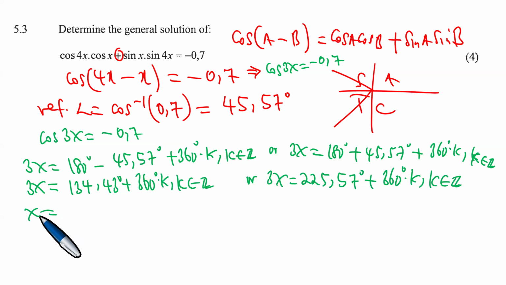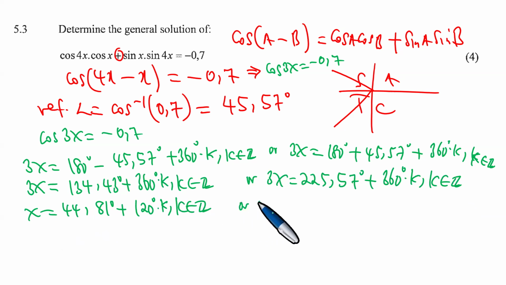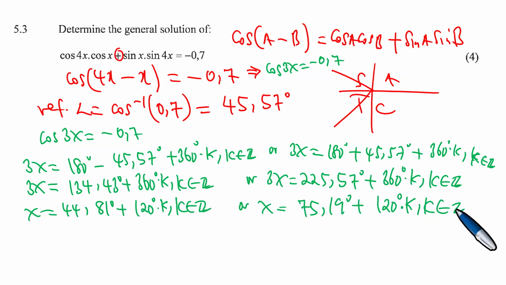134.43 divided by 3 is exactly 44.81 degrees, and 360 divided by 3 is 120. Now you divide 225.57 by 3, it's 75. So you have exactly 75.19 degrees. Divide the 360 by 3, you get 120 degrees by k, k an element of the set of integers. That's the answer.